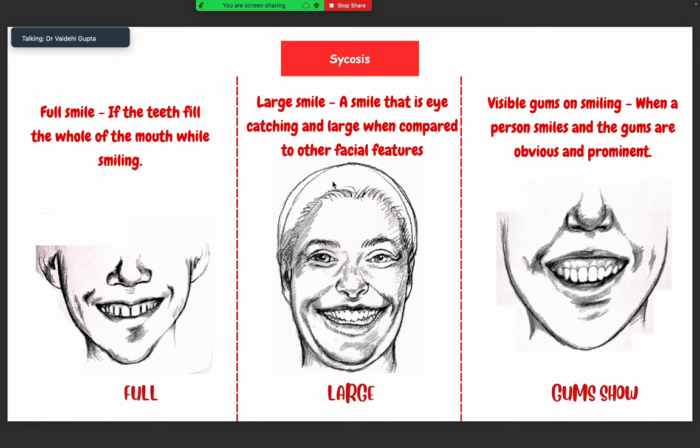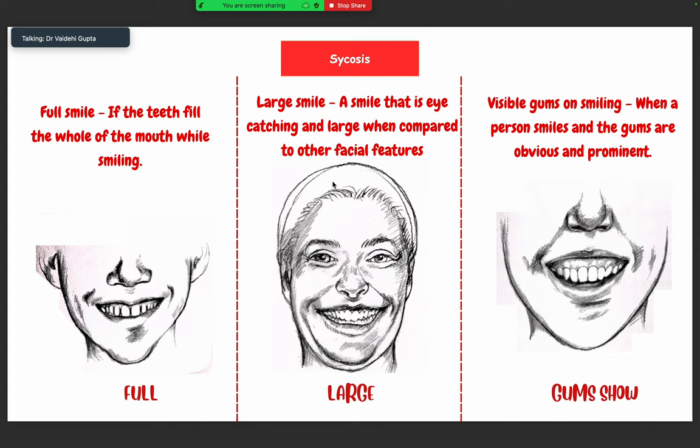While in Psychosis, the smile is full. There is no space in Psychosis. Full smile. If the teeth fill the whole of the mouth while smiling, it is called a full smile and it is in Psychosis. Large smile, large eyes. A large smile is a smile that is eye-catching and large when compared to other facial features.